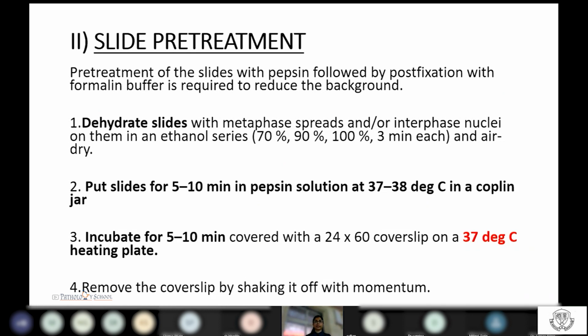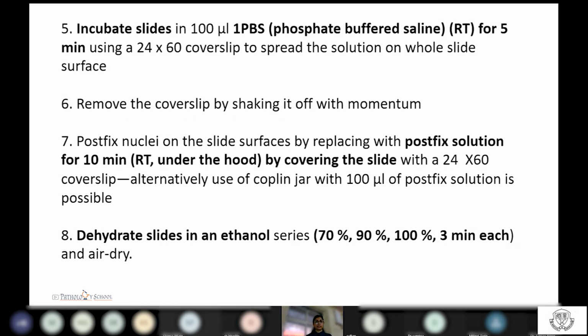This is your proteolytic pre-treatment which is being done. Then you incubate it for 5 to 10 minutes at 37 degrees Celsius on a heating plate. Remove the cover slip, then incubate it in your phosphate buffered saline, which helps in annealing or denaturation of your target DNA. Then you remove the cover slip, then you post-fix the nuclei using a post-fix solution, which is your formaldehyde, paraformaldehyde, and you cover the slide with a cover slip again. Then you dehydrate the slides in ethanol and air dry it.